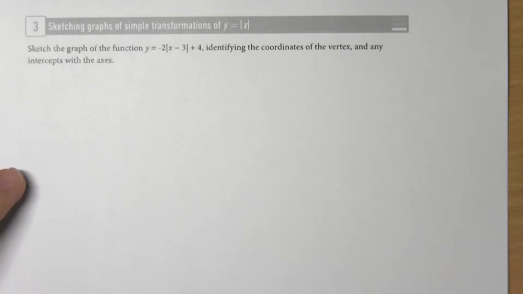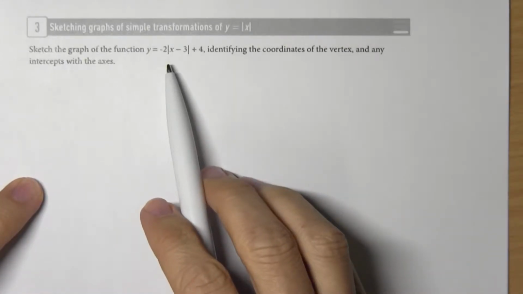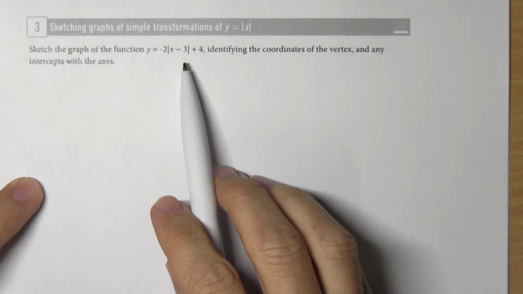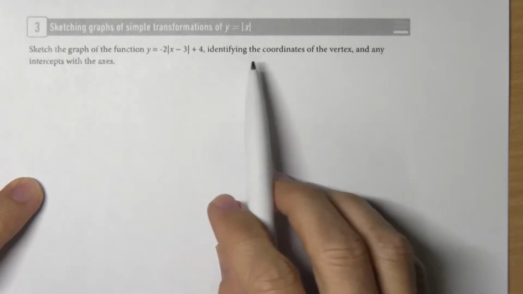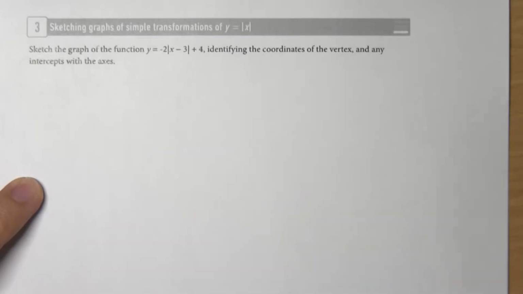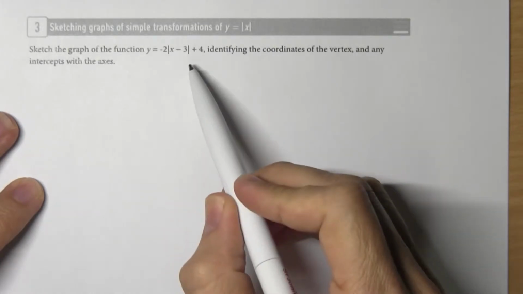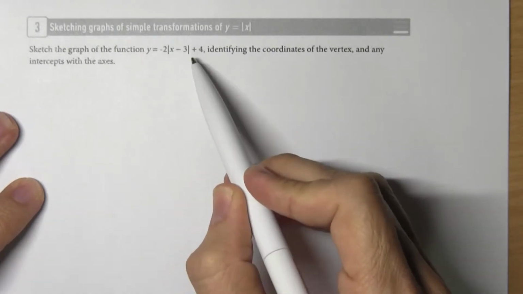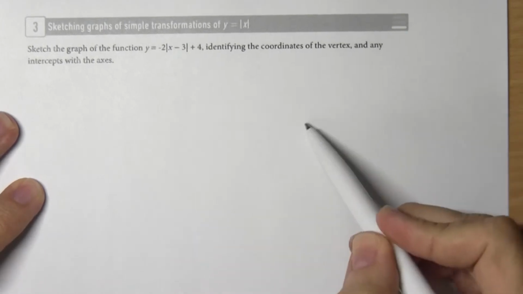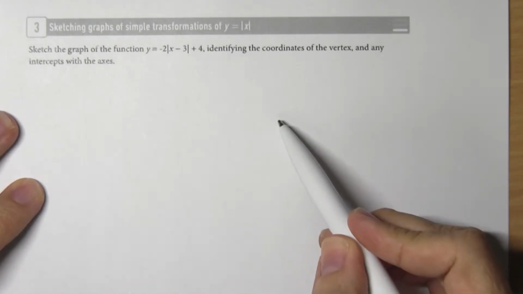Sketch the graph of the function y equals -2|x - 3| + 4. Identifying coordinates of vertex and intercepts. So, how do I work out what the shape of this graph is? Well, it's an absolute value graph, so it's going to have a vertex in the middle. Where is that vertex?